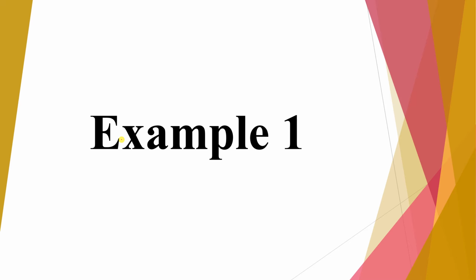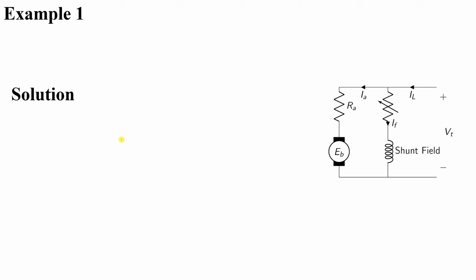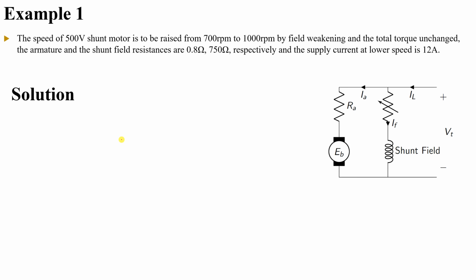Now let's have our first example on the DC motors, or shunt DC motor. So we have this shunt DC motor. The speed of a 500 volt shunt motor, it means this is our input supply, which means V terminal equals 500 volt. We need to increase its speed from 700 RPM to 1000 RPM by using field weakening.